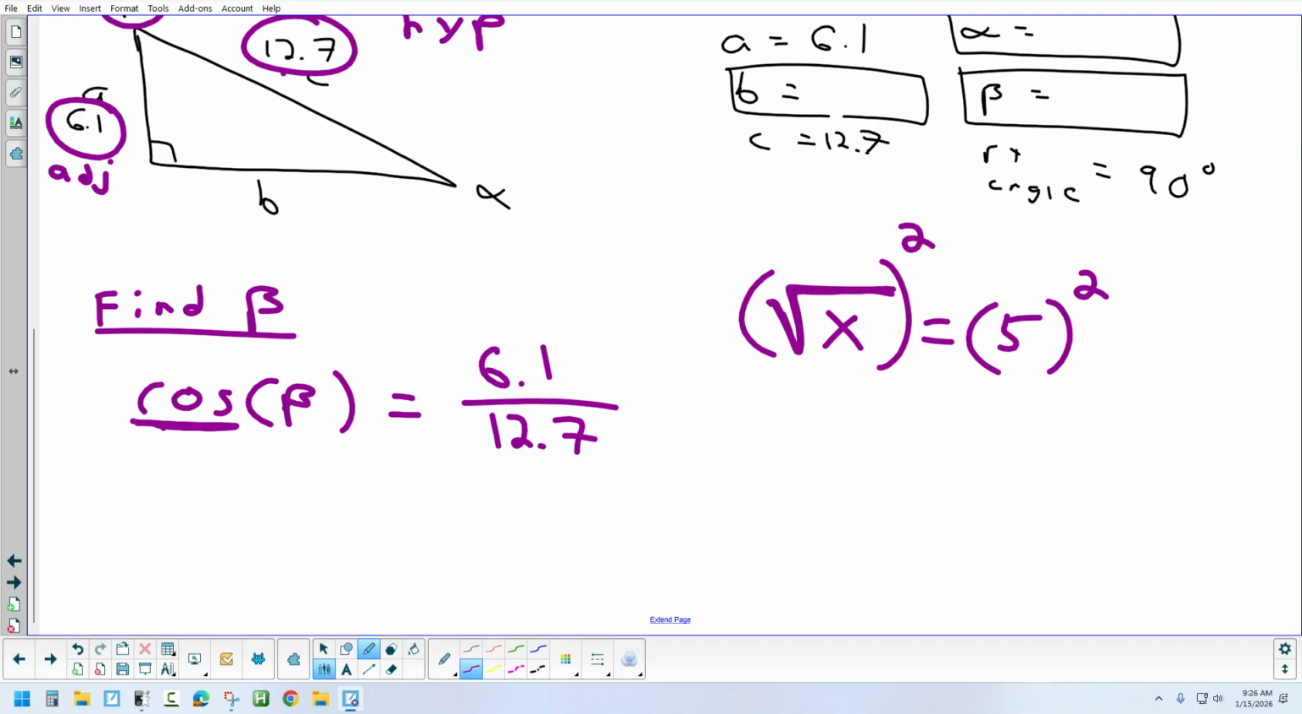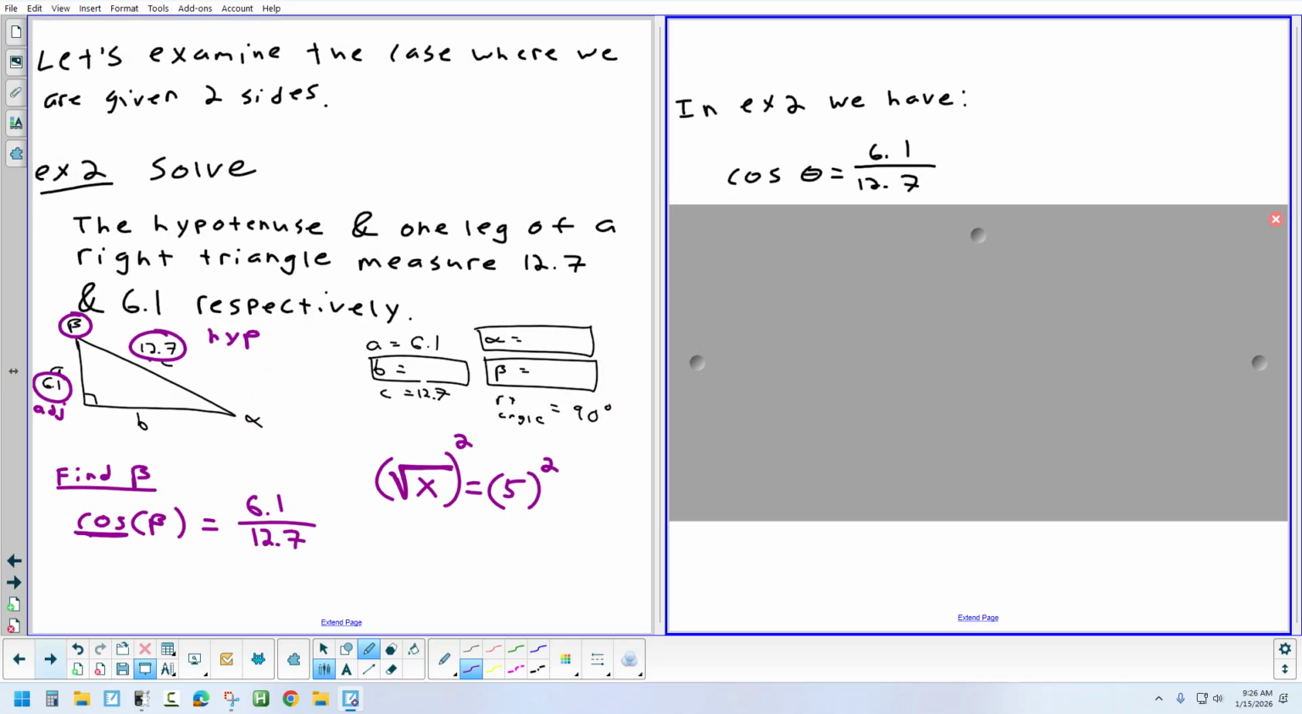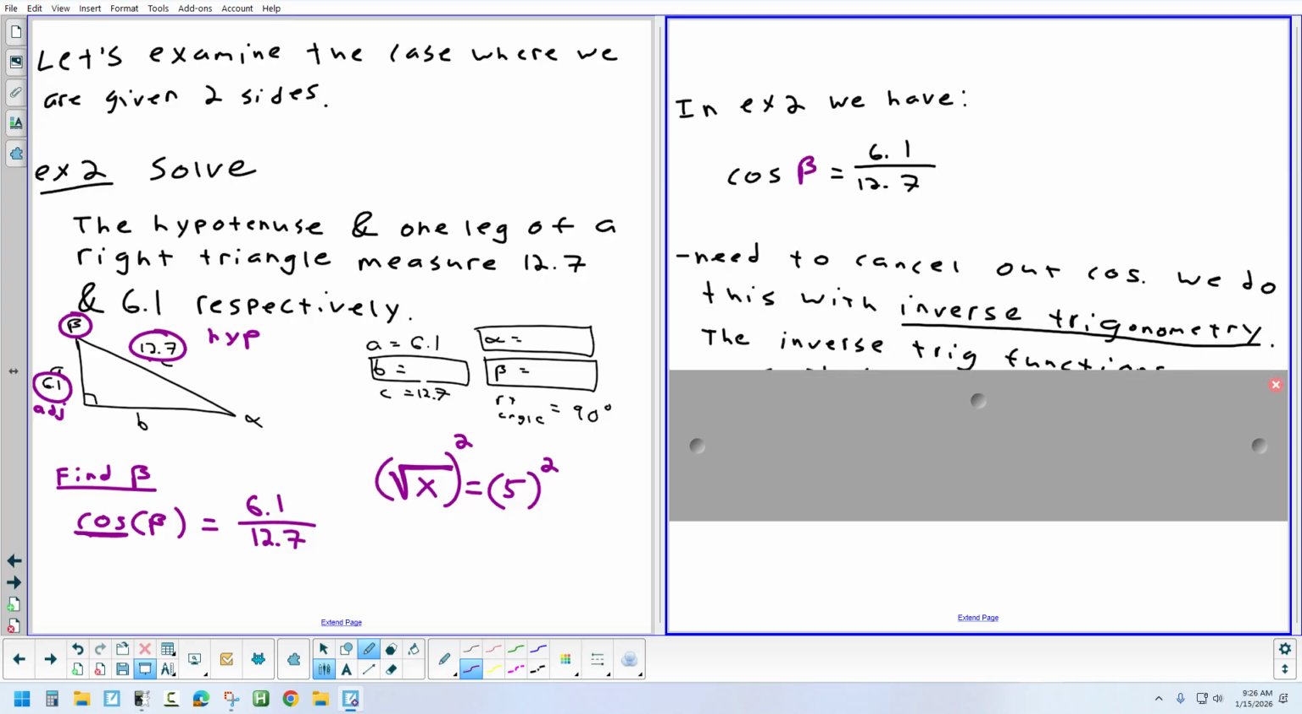And I think I wrote some of that down. So right now we used a different letter, that's fine. We're at that step. And to cancel out the cosine, we have to use inverse trig.